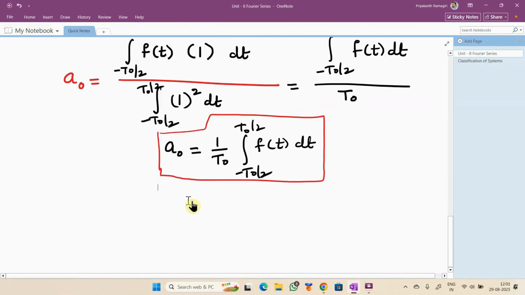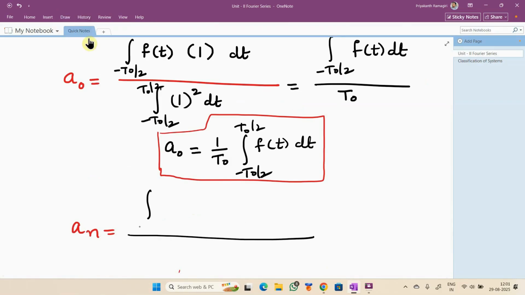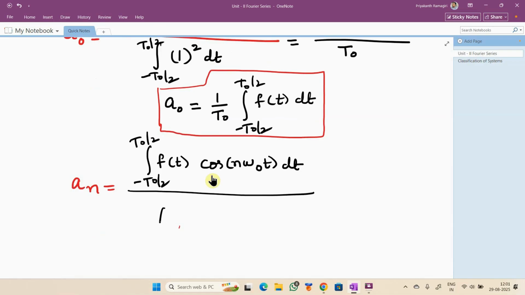Now, can you help me in writing the same for An? Integral minus T naught by 2 to T naught by 2. Done. Next, f of t is a function. Now, what should I write in place of gr of t? Cos n omega naught t. Exactly. Cos n omega naught t dt. And what about the denominator? Cos square of n omega naught t dt.